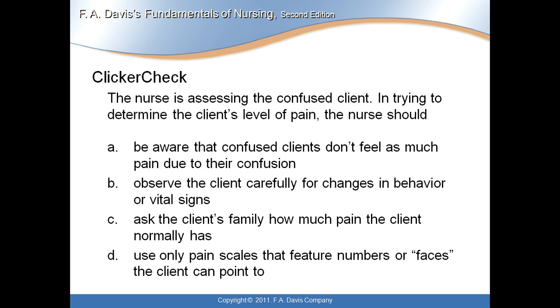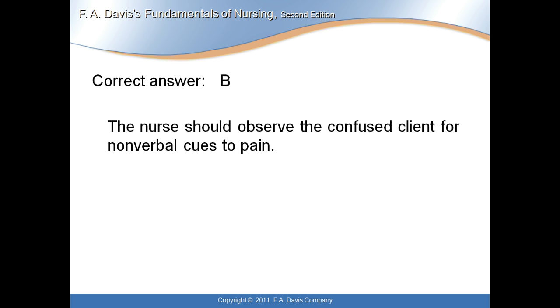So, Clicker Check: the nurse is assessing the confused client and trying to determine the client's level of pain. A, the nurse should be aware that confused clients don't feel as much pain due to their confusion. B, observe the client carefully for changes in behavior or vital signs. C, ask the client's family how much pain the client normally has. Or D, use only pain scales that feature numbers or faces the client can point to. And the answer is going to be B. The nurse should observe the confused client for nonverbal cues to pain.